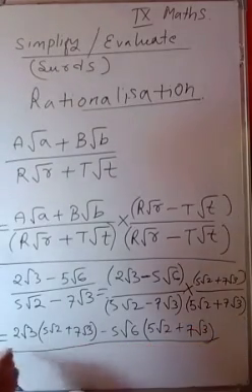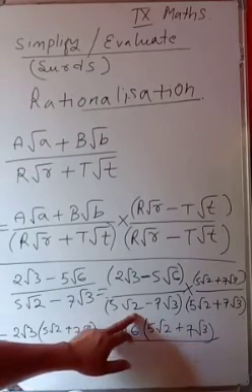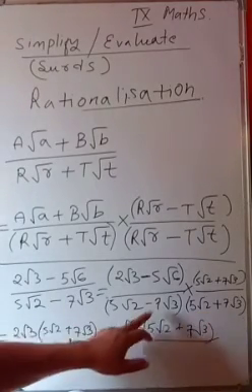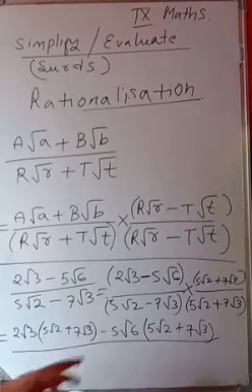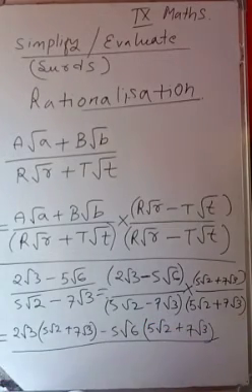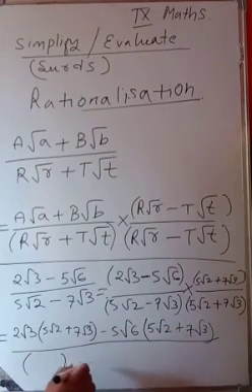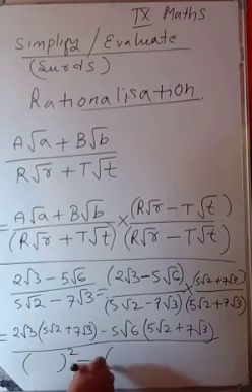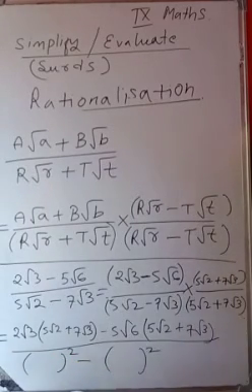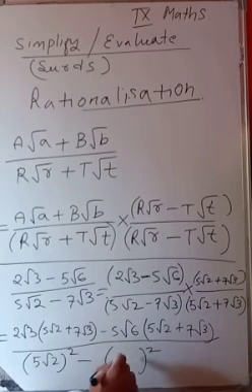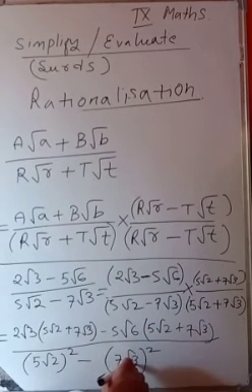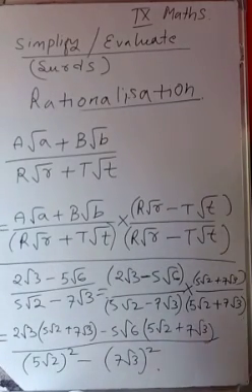Divided by, now in the denominator, 5 root 2 minus 7 root 3 and here also 5 root 2 plus 7 root 3. So there is the formula a minus b into a plus b, which gives a square minus b square. In the formula, a is 5 root 2 and b is 7 root 3. In this way you can solve on and on. We have already done how to simplify, step by step.